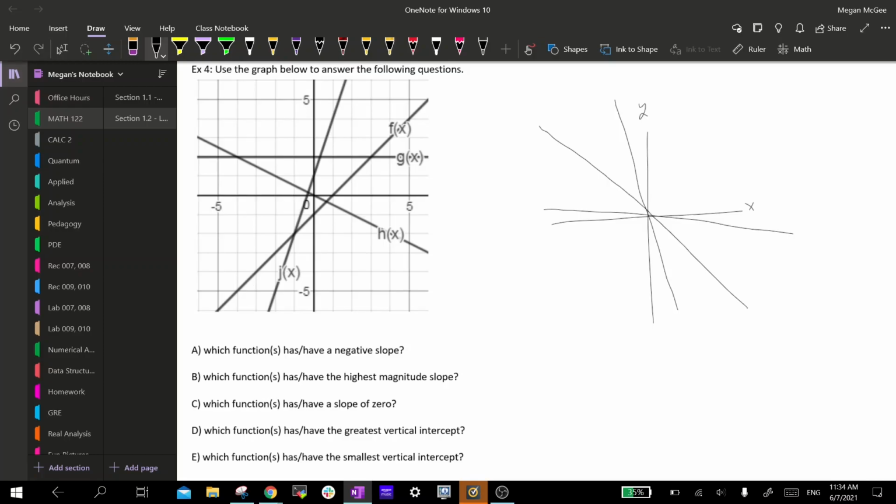Okay, but it has to be coming from this direction. So, if we take a look at our graph over here, the only function that seems to have a negative slope is this h of x. Okay? So we're going to say h of x has the negative slope.